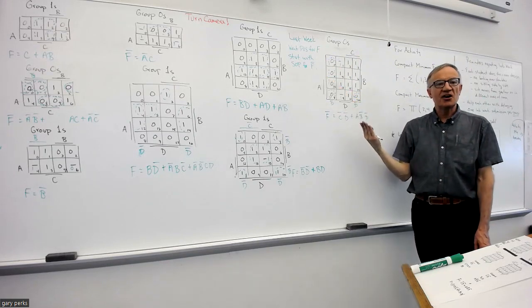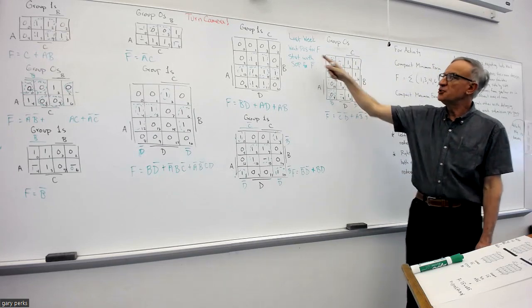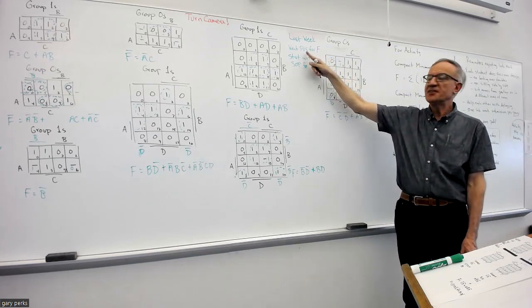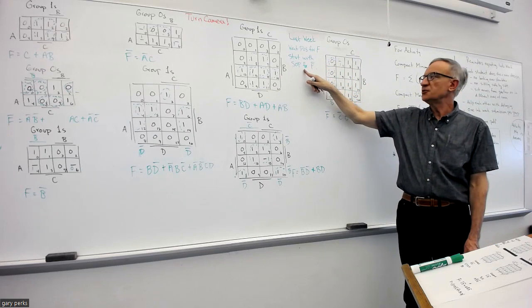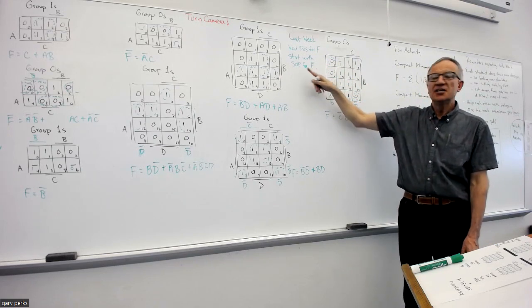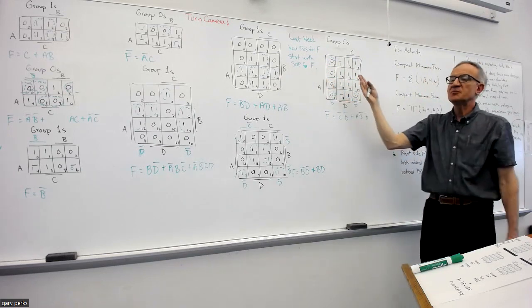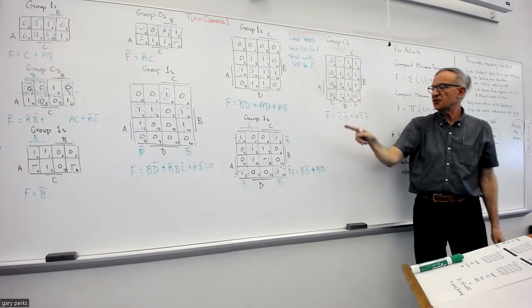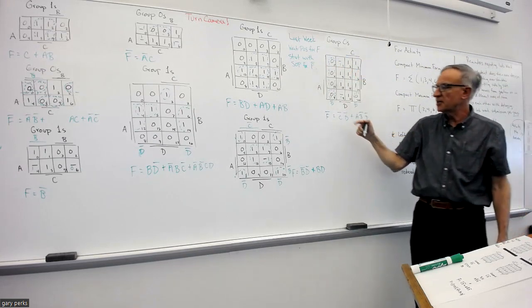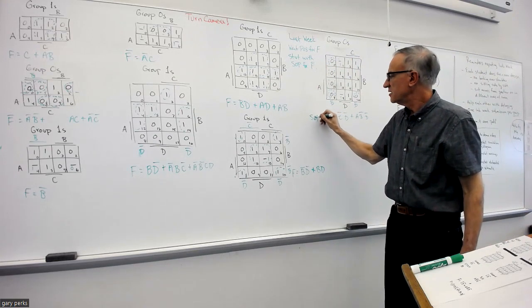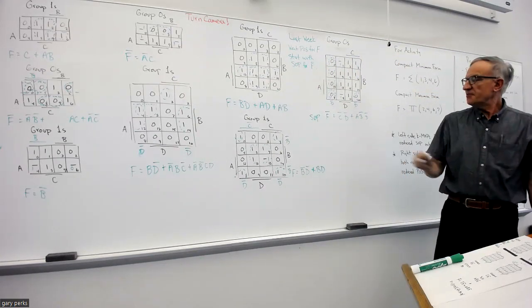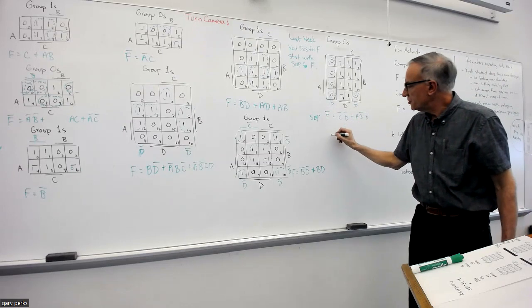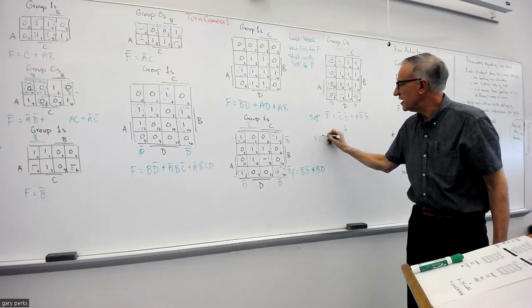Well, same thing with the Carnot map. If you want to get the reduced POS for F, you got to start with the reduced SOP for not F. So you see, a lot of the times, the reason you want to circle the zeros to get a reduced SOP for not F is so that then you can go to a reduced POS for F.